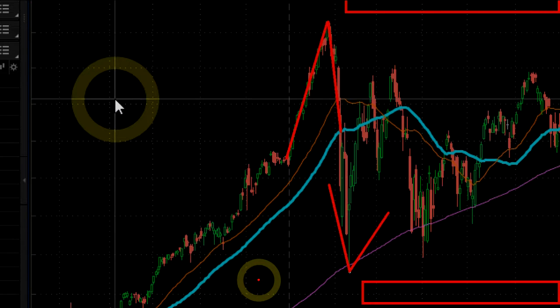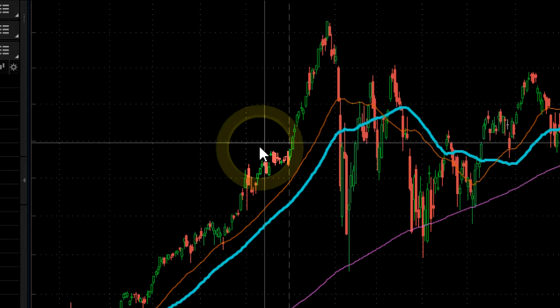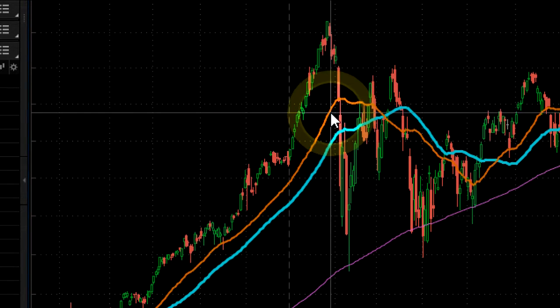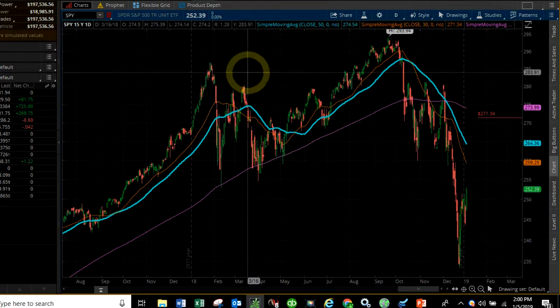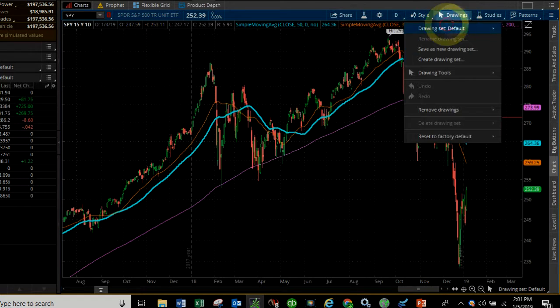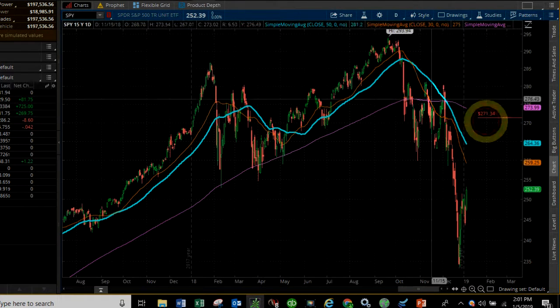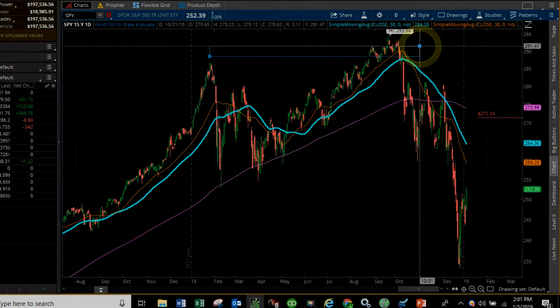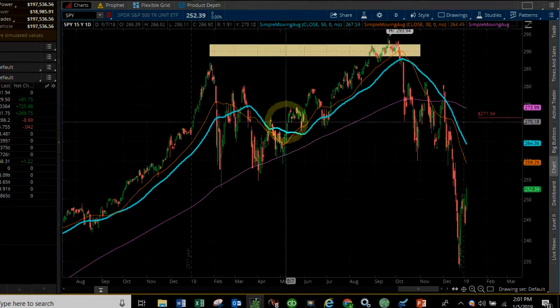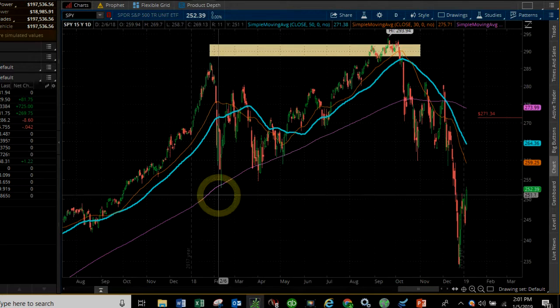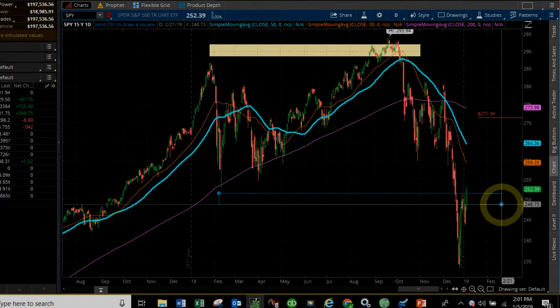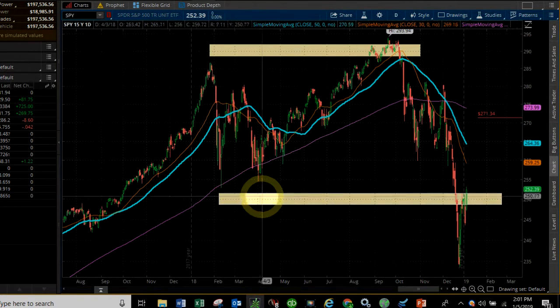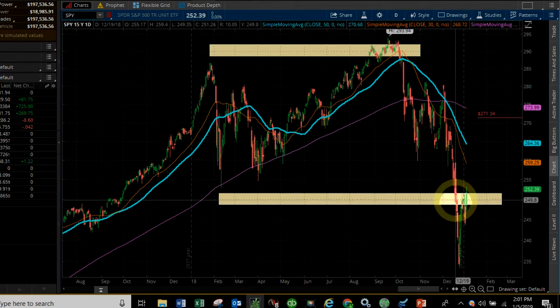So let me zoom back out and let's look at these and see how well they did. Okay. So a box here around resistance, and then one here around support. Now we've talked about this already, but this broke support. This is a break of support right here.